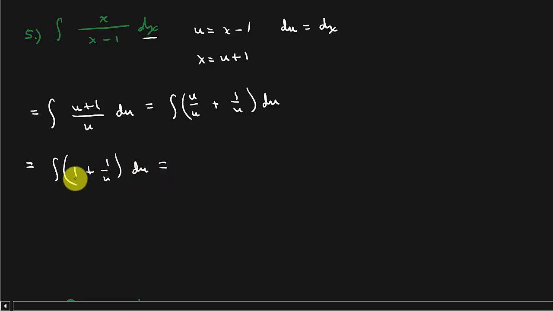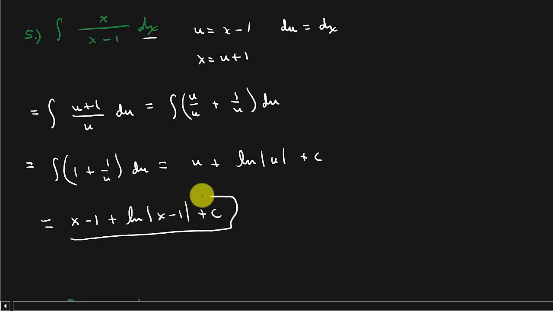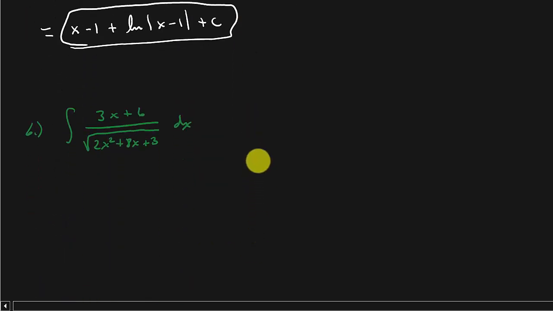And so what's the antiderivative of 1? That's just u plus, and then the antiderivative of 1 over u, we're in terms of u, is the natural log of u plus c. And then I need to get everything back in terms of x, so in the place of u, I have to put x minus 1, so x minus 1 plus natural log x minus 1 plus c. And there's your answer. All right, let's keep going.